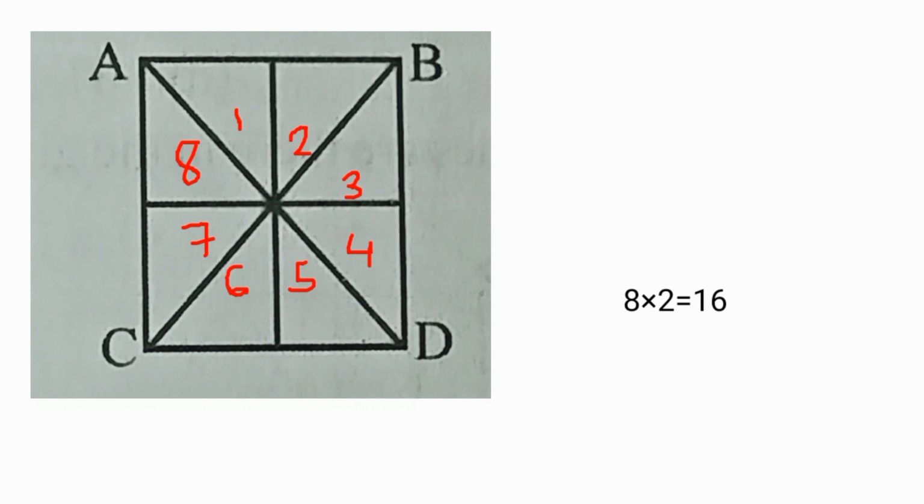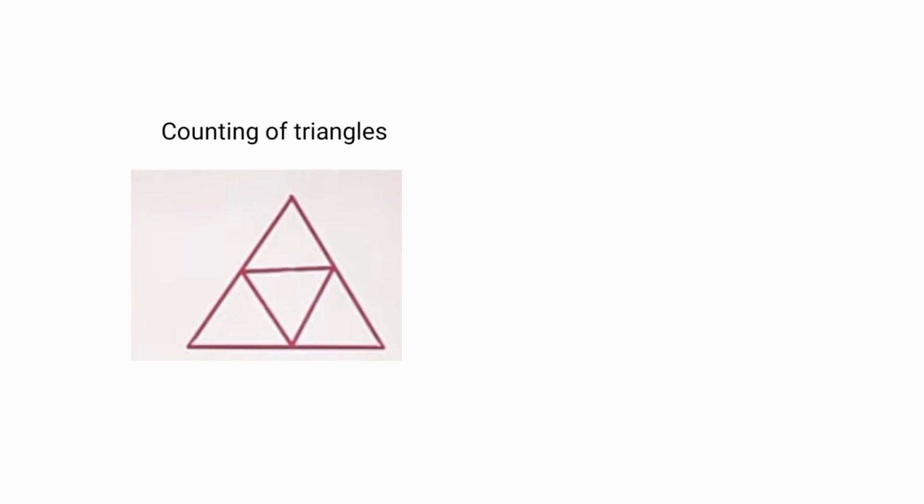That is 8 into 2, you will get the answer as 16. Now let's see the next base figure. In this figure, we are asked to find out the total number of triangles. This question is very simple. You can see 4 triangles inside: 1, 2, 3, 4. And we have to count the outer triangle also. So in total, there will be 5 triangles.